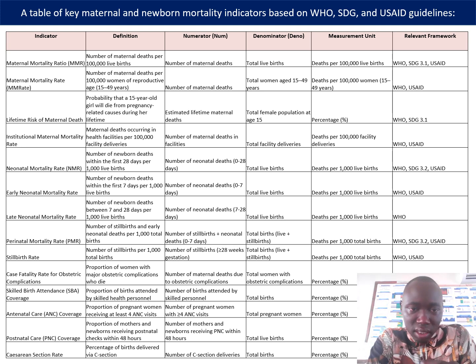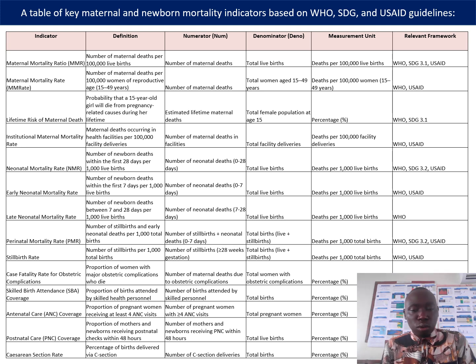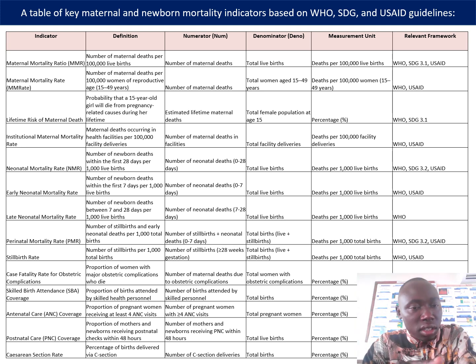maternal mortality rate, its definition is the number of deaths per 100 women of reproductive age 15 to 49. Meanwhile, the maternal mortality ratio's definition is the number of maternal deaths per 100 live births. So the difference between the two here is this age group, the reproductive age group.